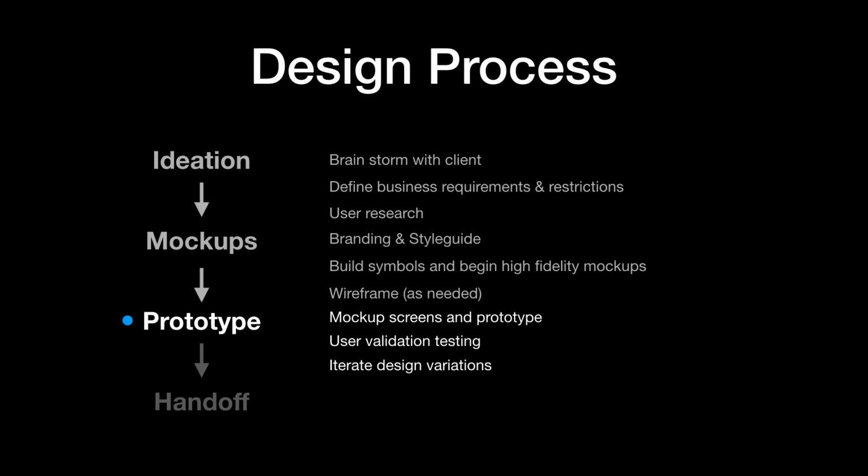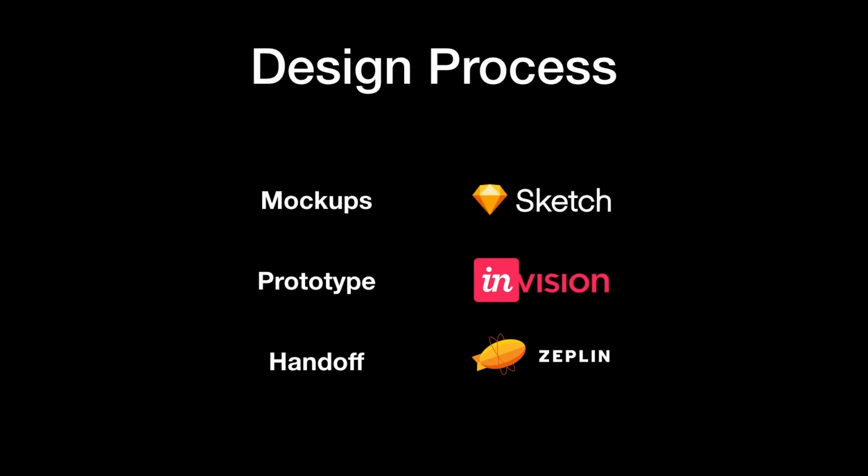Once you get some of that feedback, you're going to go through probably a couple different iterations of that design, go back and do user validation testing. And then once everything's solid, then you can share those design specs with a developer if you're not developing it yourself. And these are kind of how the three different tools I'm going to talk about line up. We use Sketch for mockups, we use InVision for prototypes, and we use Zeplin for that developer handoff.